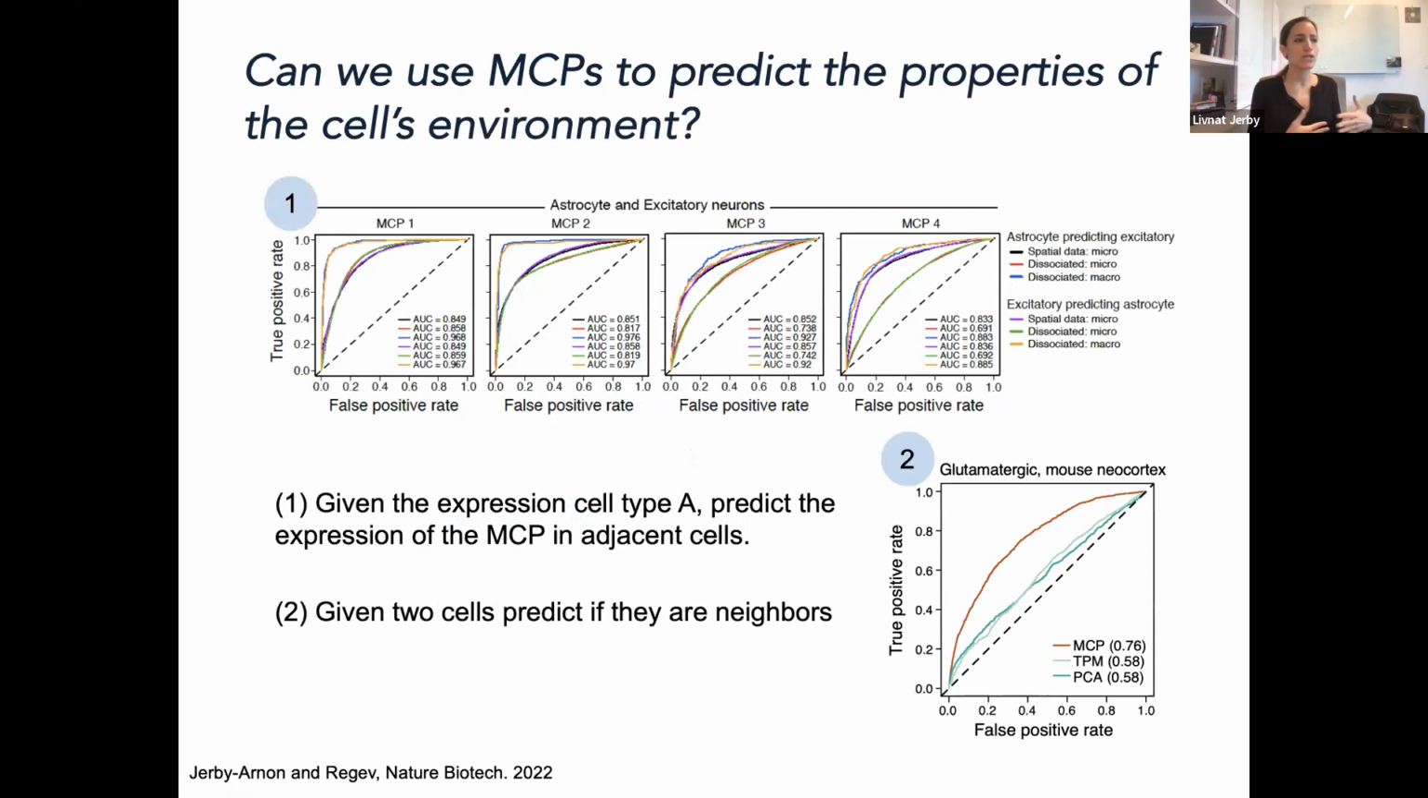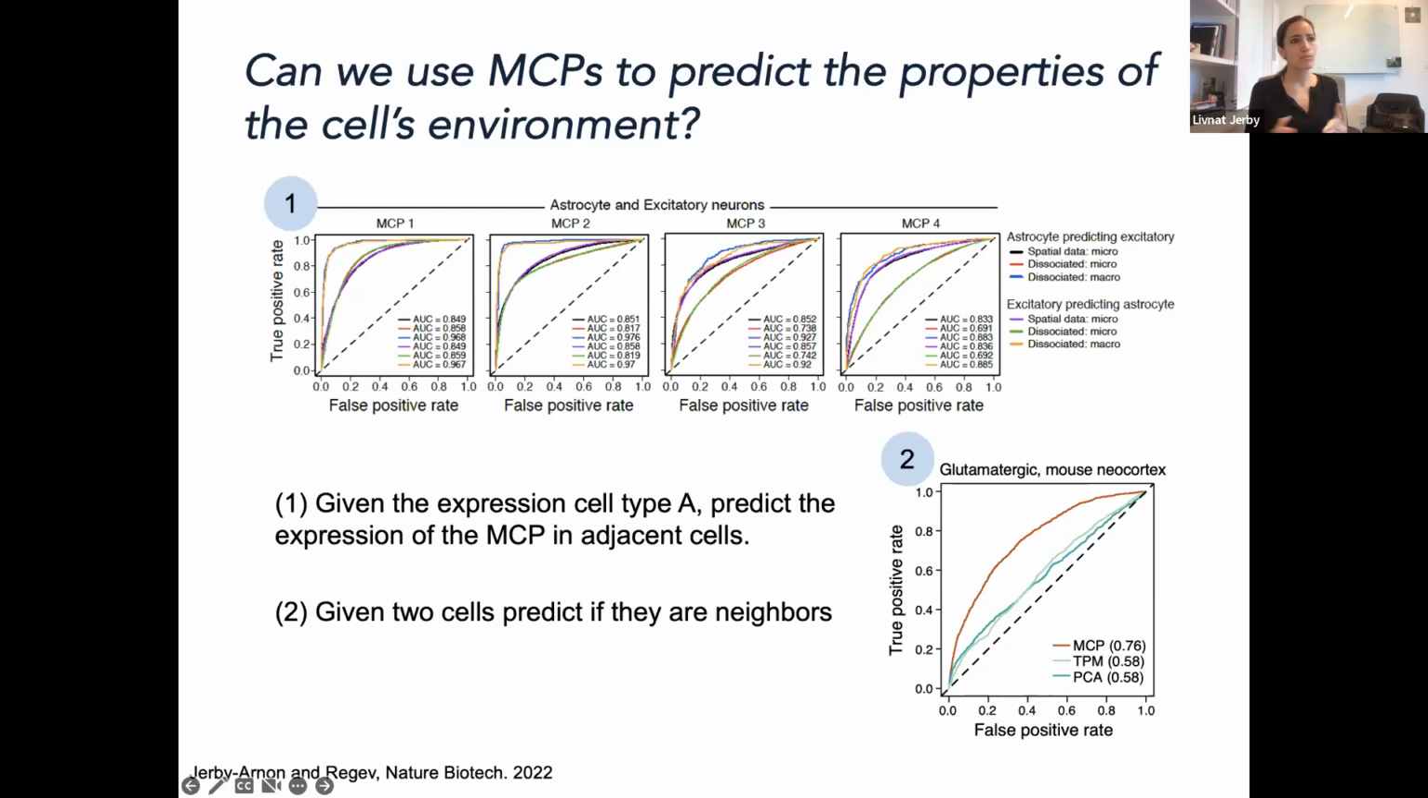So now that we have information about MCPs, this is shown here from MERFISH data from the mouse hypothalamus, where we show that, given gene expression information from one cell, we can predict on unseen data the expression of the nearby cells from different cell types. We can also, given a pair of cells, predict whether or not they are neighbors. And this is shown here.